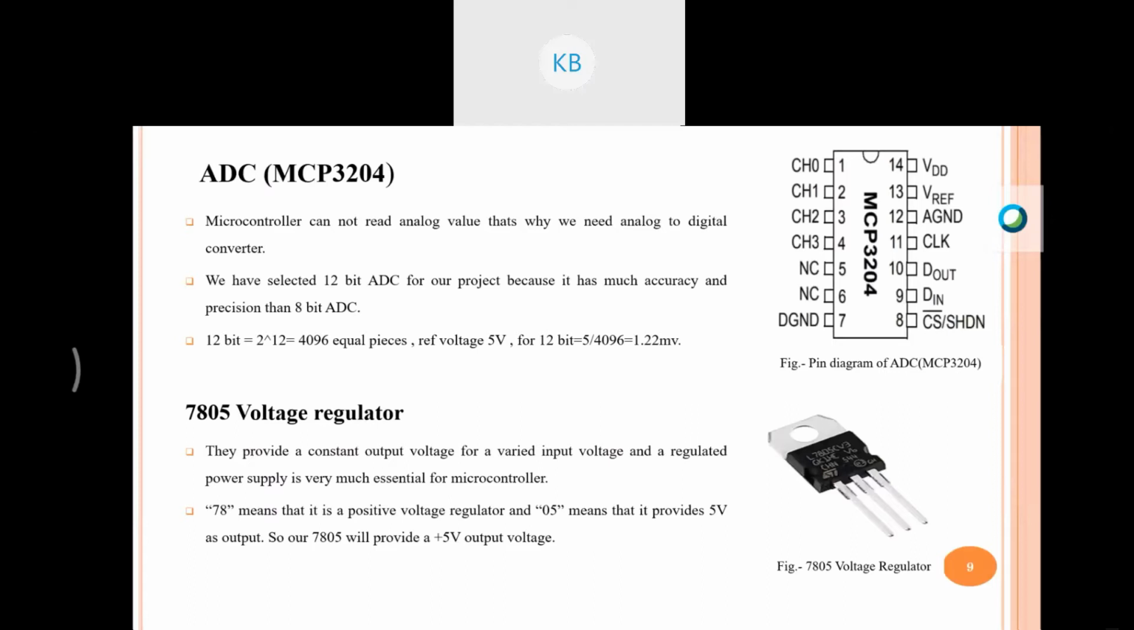Next, we have used the voltage regulator. The voltage regulator is the 7805. We have used this voltage regulator so that we can get a constant output voltage, because if more voltage is applied to the microcontroller, then it may get damaged. So we have used this voltage regulator. Next slide, please.